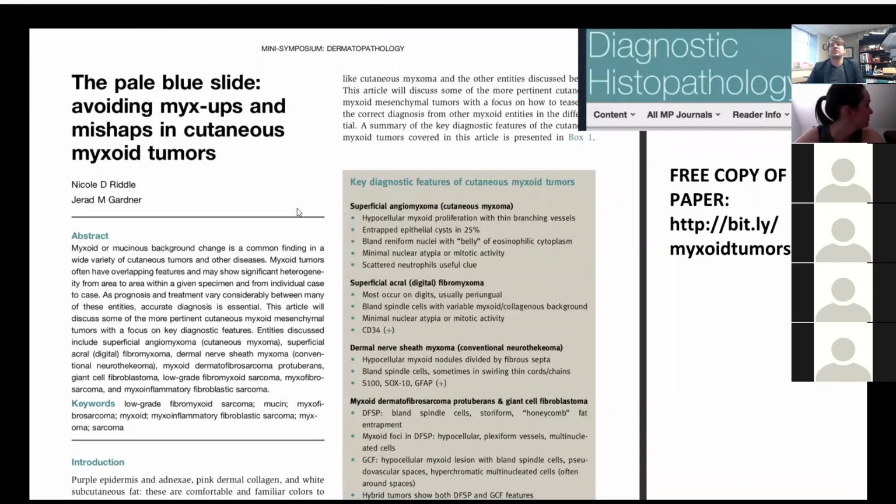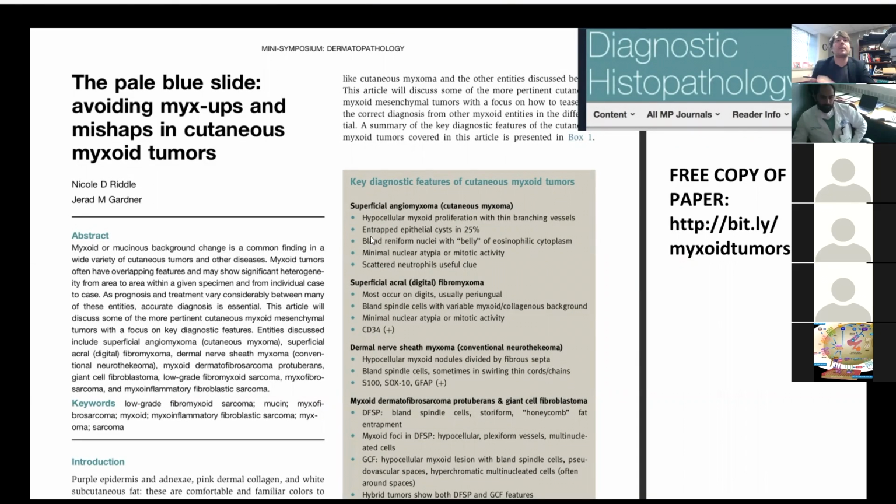So let's transition to talk about a few other myxoid lesions, particularly myxoid neoplasms. So we're going to talk about a couple other myxoid lesions in the skin. And this is a paper that I wrote with my good friend and colleague, Dr. Nicole Riddle, who's also a soft tissue pathologist, about myxoid lesions in the skin.